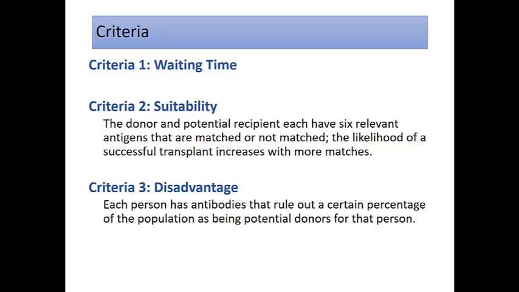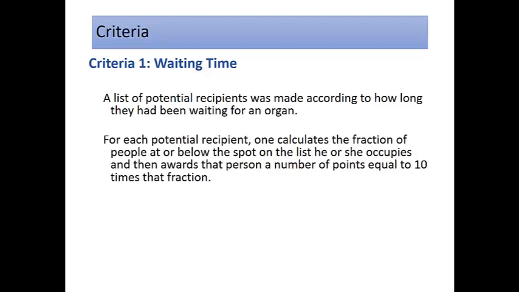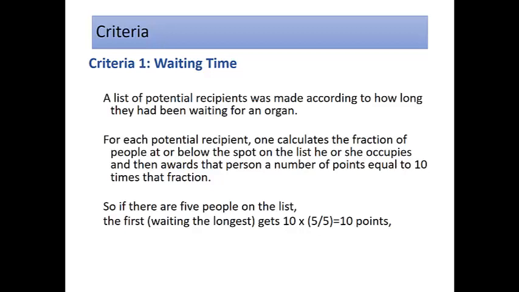Let's first take waiting time. A list of potential recipients was made according to how long they had been waiting for an organ. And for each potential recipient, one calculates the fraction of people at or below the spot on the list he or she occupies, and then awards that person a number of points equal to 10 times that fraction. For example, if there are 5 people on the waiting list, the first one on the list, the one who's been waiting the longest, will get 10 times 5 divided by 5, or 10 points.